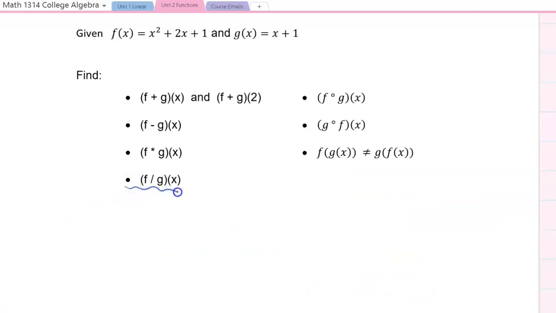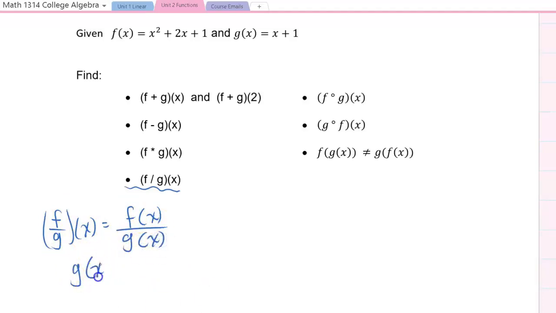When dividing functions, notice the notation and rewrite it as f of x divided by g of x. And note that g of x cannot equal 0. Should g of x equal 0, the division would not be possible. For our purposes, we will divide functions by factoring the numerator, factoring the denominator, and then simplifying our fraction. Our division problem then is x squared plus 2x plus 1 divided by x plus 1.